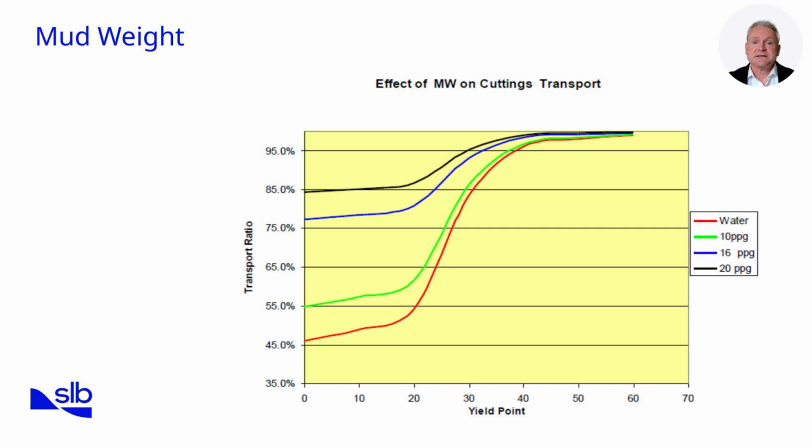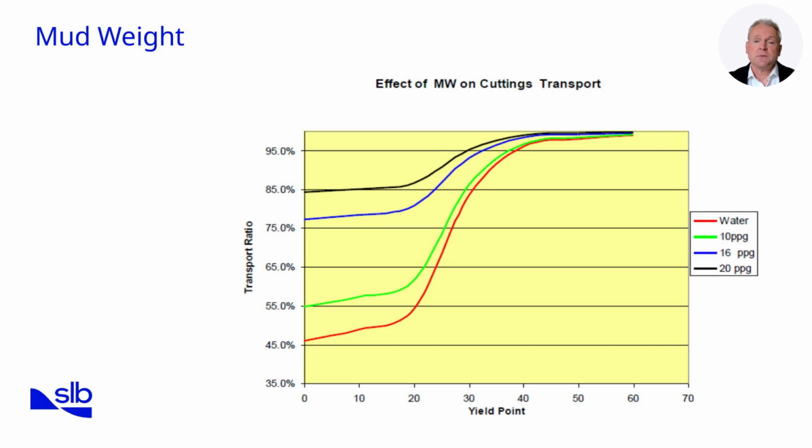Higher mud density increases buoyancy, which reduces the effective weight of cuttings, making them easier to lift. This improves hole cleaning efficiency in vertical wells. The limitations are that excessive mud weight increases ECD, which can fracture formations, cause lost circulation, and reduce hole stability. It may also worsen sag and increase solids loading.